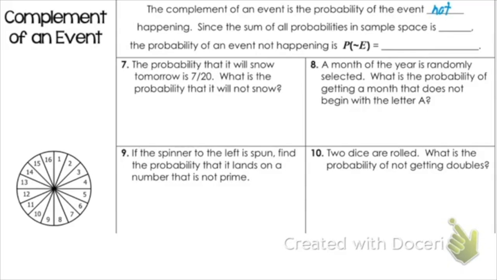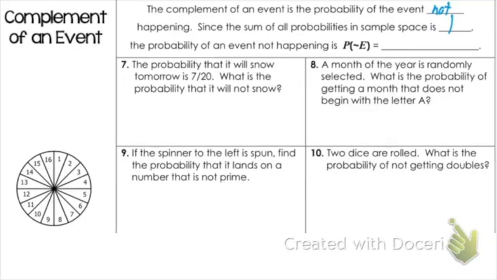Since the sum of all probabilities in the sample space is 1, aka if you add up all the odds of everything, you should get a total of 1. Meaning like 100% chance of something happening. If you ever have all the sample space adding up to more than 1, you did something wrong.